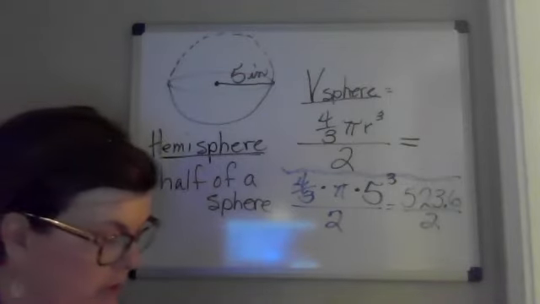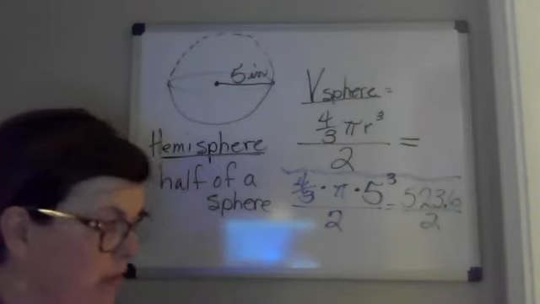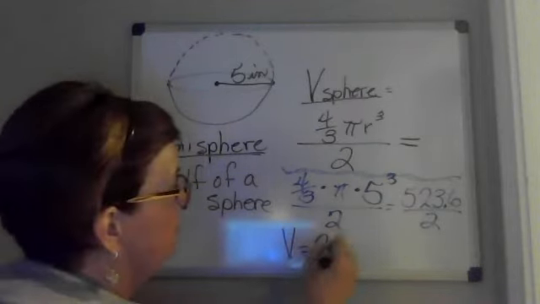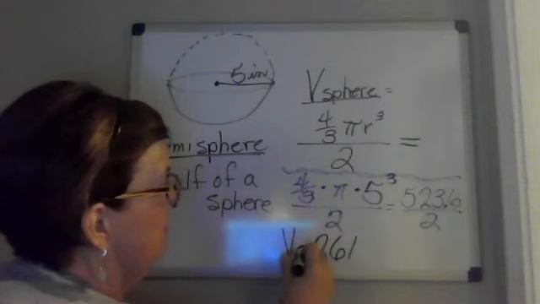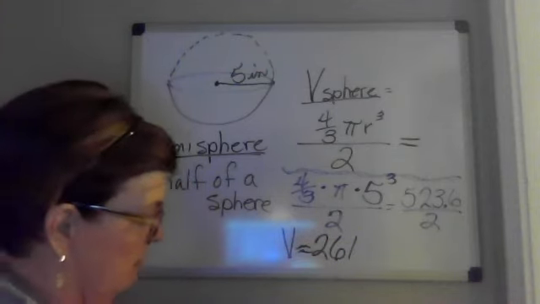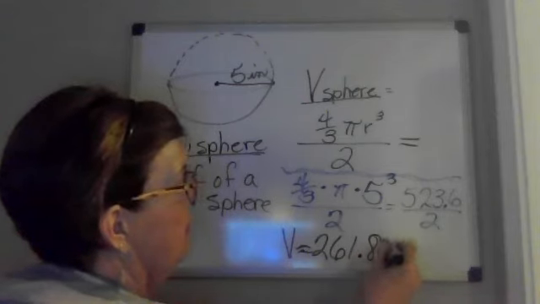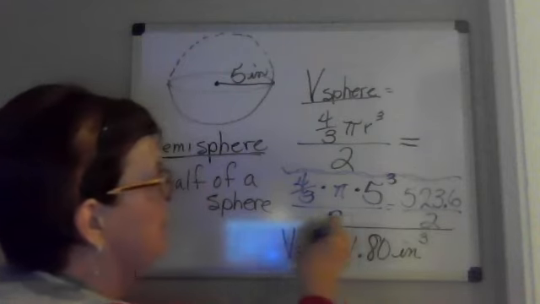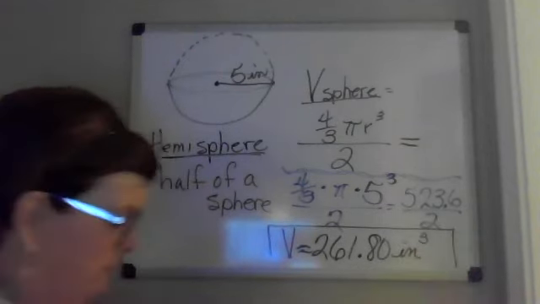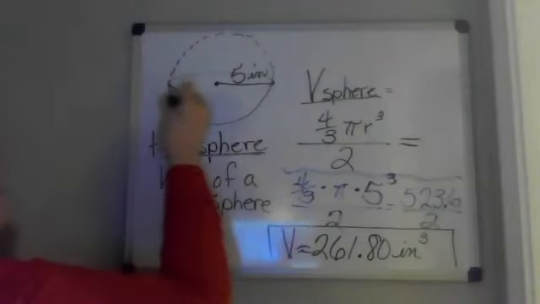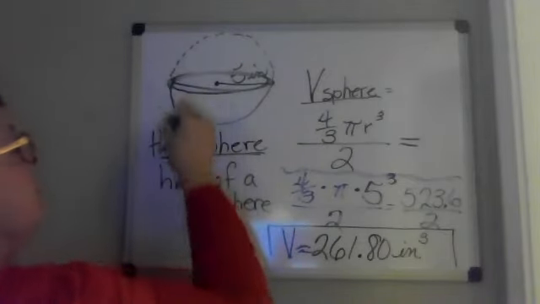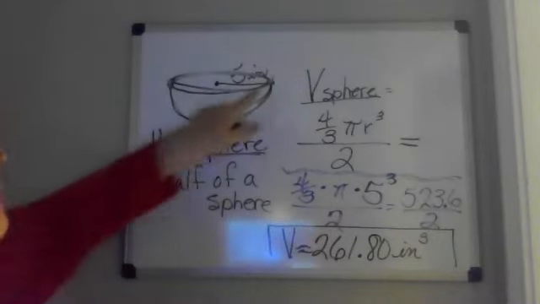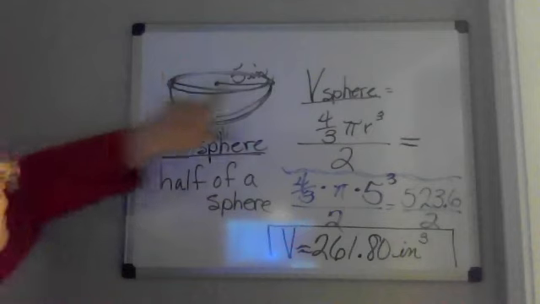And when you do that in your calculator, your answer will be volume equals 261, and I guess it's approximate because you're going to be rounding it, 0.80 inches cubed. This will be the volume of the hemisphere. I only want this part, not the top part. I found the entire sphere and cut it in half.